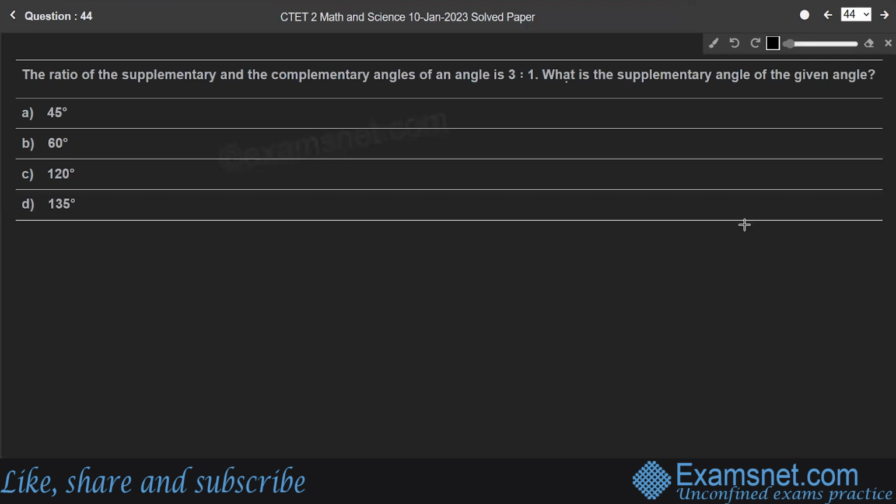Question 44. The ratio of the supplementary and the complementary angles of an angle is 3:1. What is the supplementary angle of the given angle? So students, what do we mean by supplementary angles? For two angles X and Y, if their sum is equal to 180 degrees, these angles are called supplementary angles. So the supplementary angle of X is 180 minus Y, whereas the supplementary angle of Y is 180 minus X.